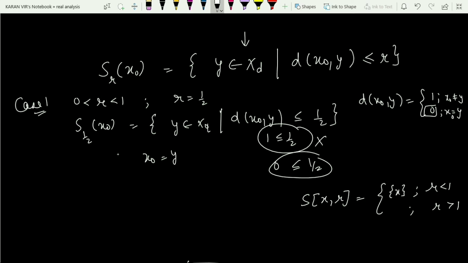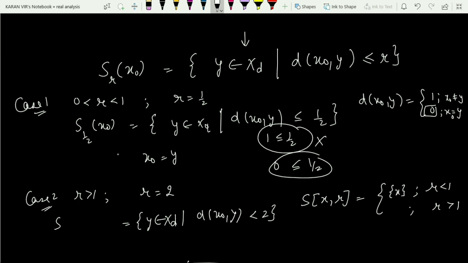So let me take r to be greater than 1. So case 2, r greater than 1. Let me say that r is like 2. So the collection of all the y's coming from X such that the distance between x naught and y is less than 2, generally I will denote S of x naught with the radius 2.